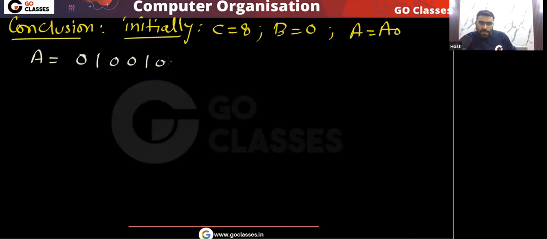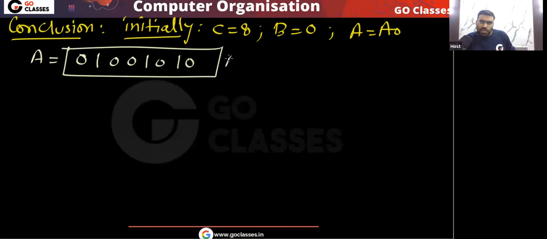the value of C was 8, the value of B was 0, and the value of A was some random value. Let's assume that random value is like this. Let me take some random value: 5 zeros and 3 ones. You can see this is the value I have taken randomly.